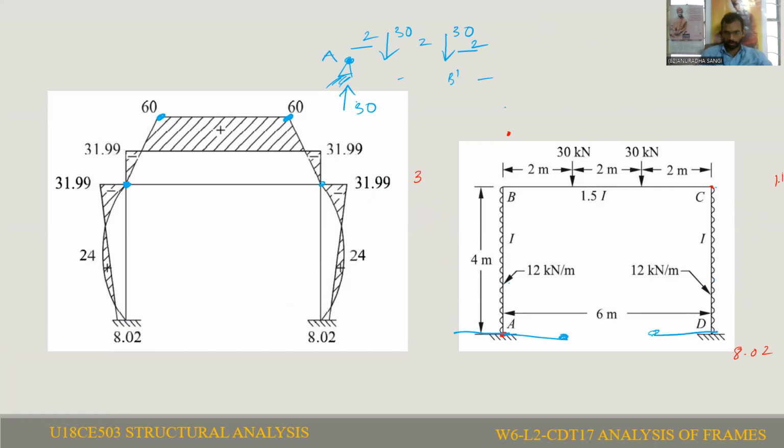The ordinate 8.2 we need to locate, and here we have 31.9. Just join these two points with a straight line. Here the bending moment is like this. So this is negative and this is positive. This is negative and this will be positive. That is your bending moment diagram.